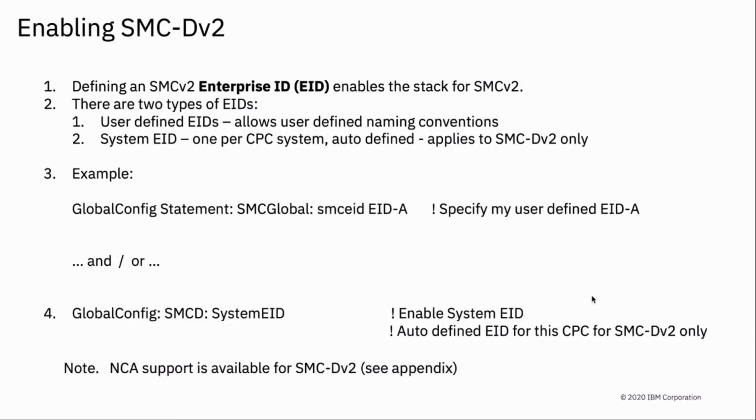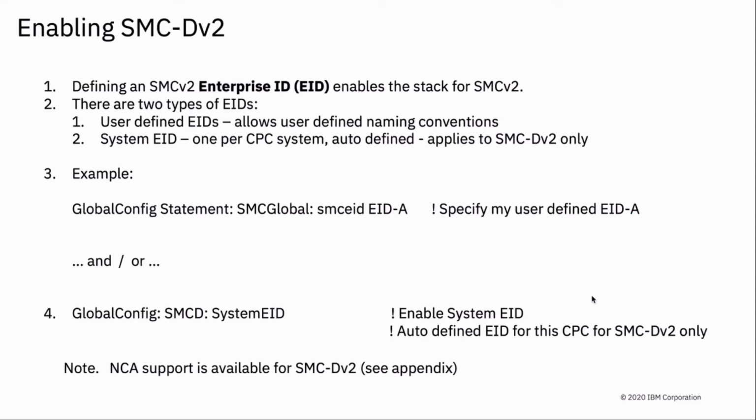And so here, let's talk about what it takes. Enabling version 2 is one step: define an EID. And of course, as an architect, I always make it sound simple, but I like to believe that it is. So define an EID, and oh, by the way, now here comes the fine print. There are 2 types. There are user-defined EIDs. They'll have more value when we get to SMC-R discussions, but you can use them for SMC-D as well. But you can also just hit one button and say, you know what, I don't need user-defined, I just need a system EID. And that's self-generated or auto-generated.